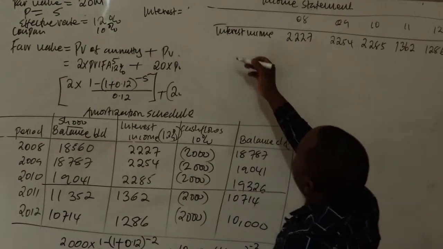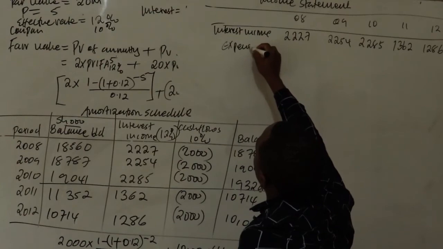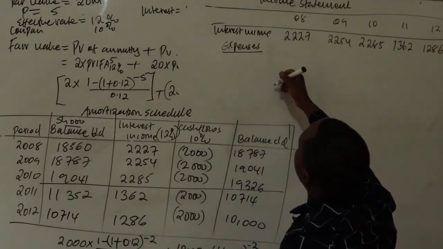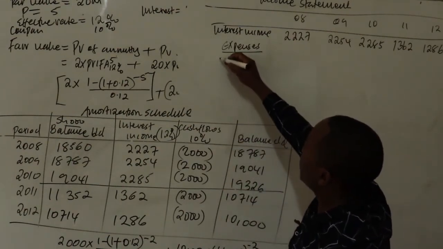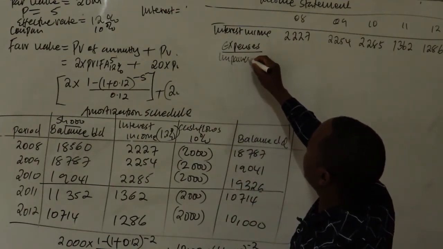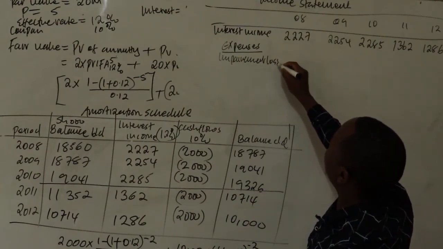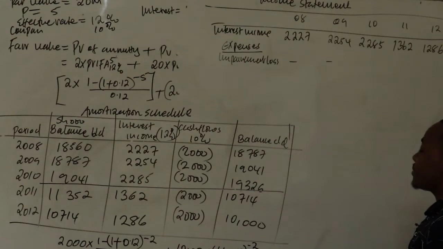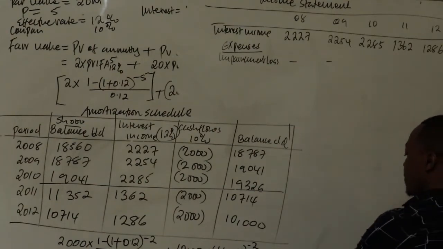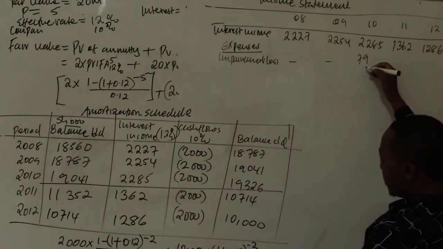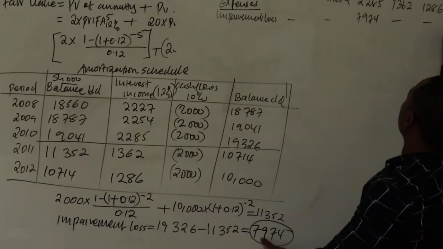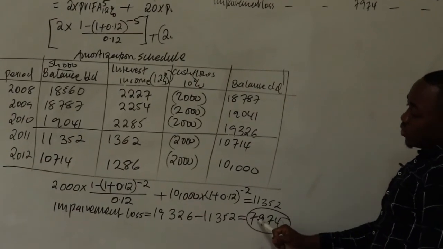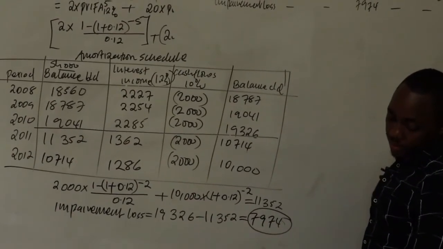Then under the expenses, you have to indicate expenses. There was an impairment loss. And the impairment, remember, occurred at the end of the third year. And how much was the impairment? Impairment was 79.74. That's how they show. Yes, this is the impairment. This is what you take now to the income statement.